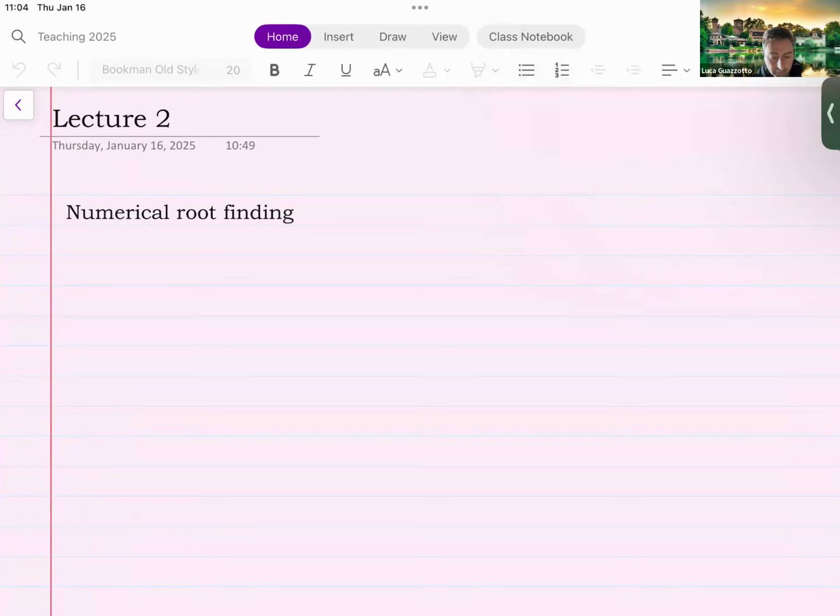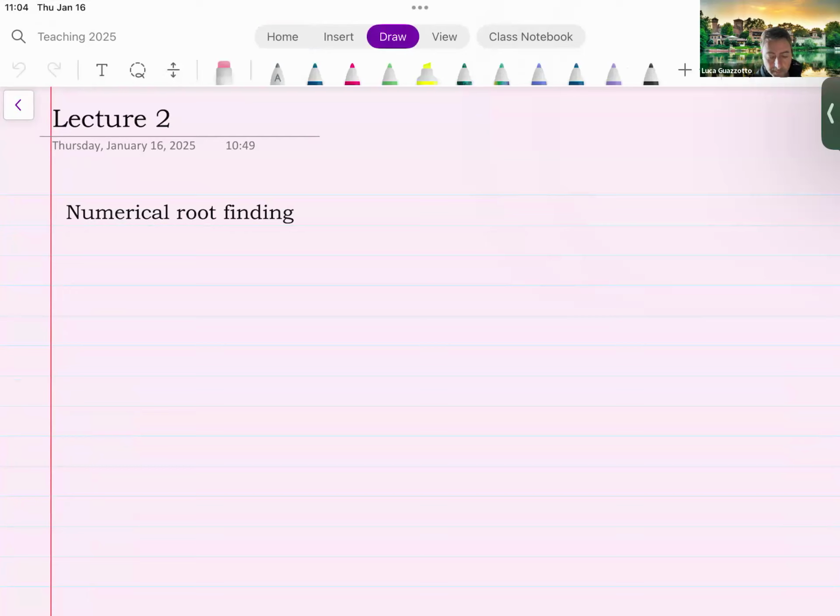So what that means is that we're going to look for solutions of an equation where the solution cannot be found analytically. Well, in principle, even if you know how to find the analytical solution, you can also still do it numerically. There's nothing stopping you from doing that.